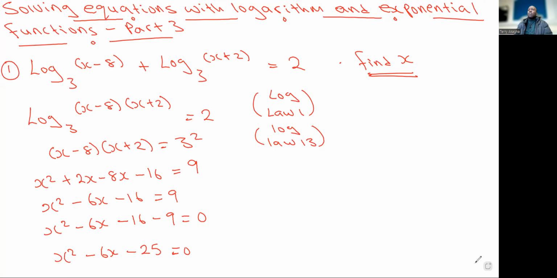So let's solve it. So we have x squared minus 6x minus 25. Now we cannot solve this using the factorization method. So it's either we use the formula method or the complete the square method. So I'm going to use the quadratic formula here. All right. So please make sure you go back and have a look at how to use the quadratic formula.